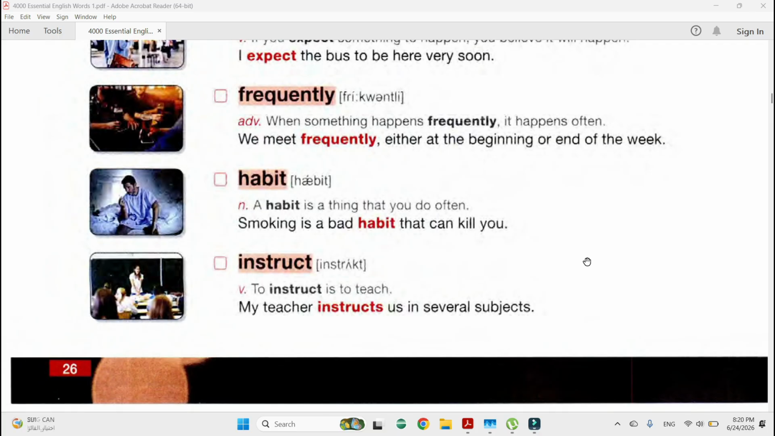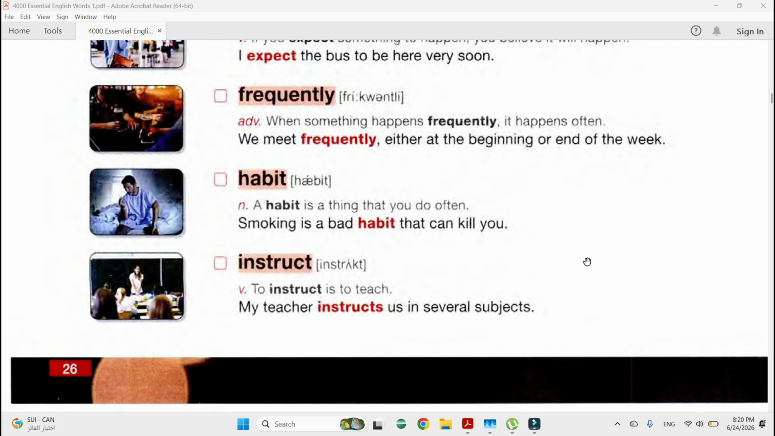Habit. A habit is a thing that you do often. It means you do it continuously or you are used to doing it. Smoking is a bad habit that can kill you.